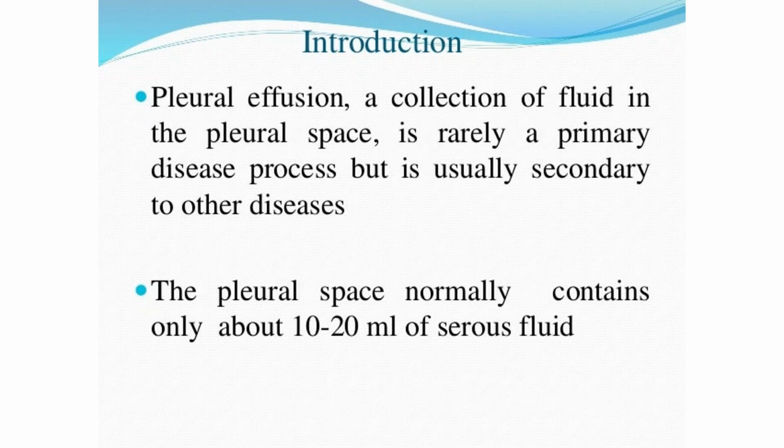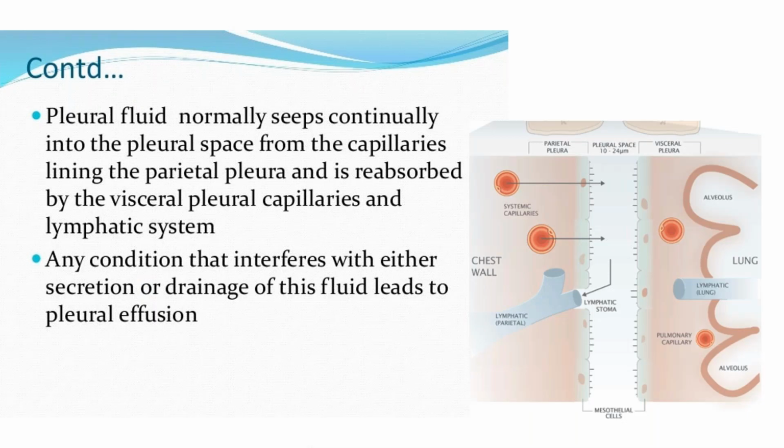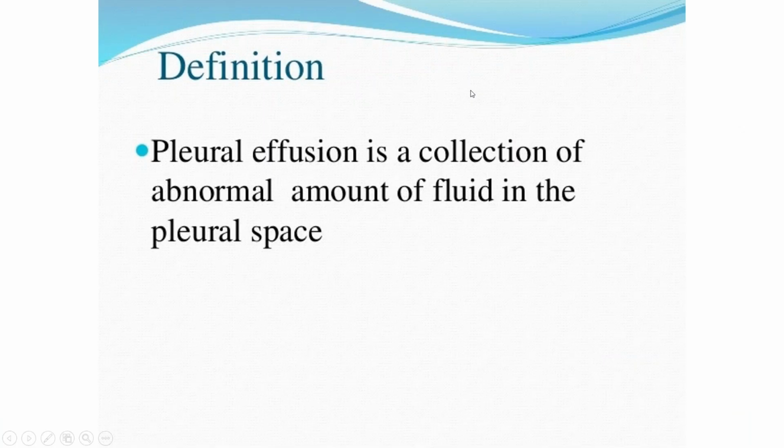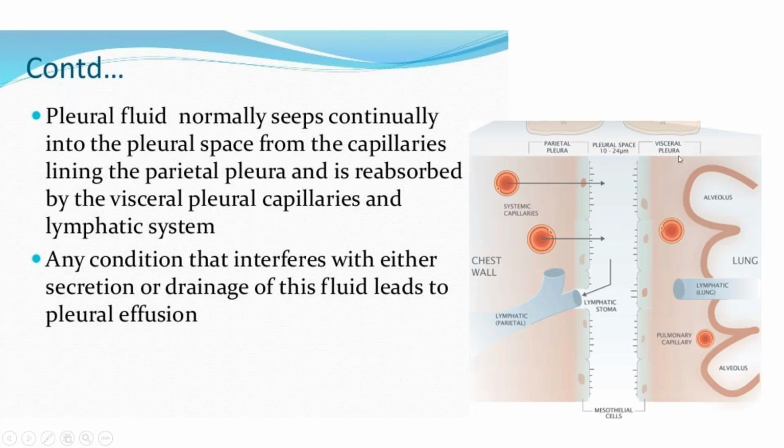On the right side, there is a diagram which shows the pleural fluid normally seeps continuously. This is the parietal pleura, this is the visceral pleura, and this is the pleural space. The pleural fluid normally seeps continuously into the pleural space from the capillaries lining the parietal pleura. It is reabsorbed by the visceral pleural capillaries and the lymphatic system, both sides. This is the lymphatic system.